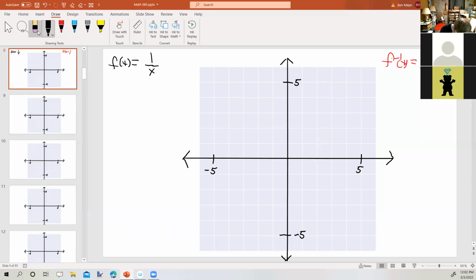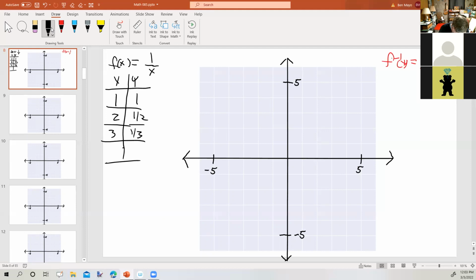Let's find some ordered pairs. That looks like a 4 and it's supposed to be an x. If x is 1, y would be 1. If x is 2, y would be 1/2. If x is 3, y would be 1/3. What if x is -1? Y would be -1. What if x is -2? Y would be -1/2, and for -3, y would be -1/3.